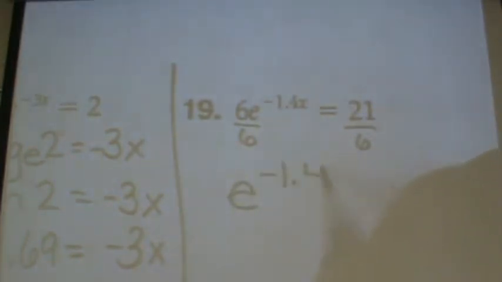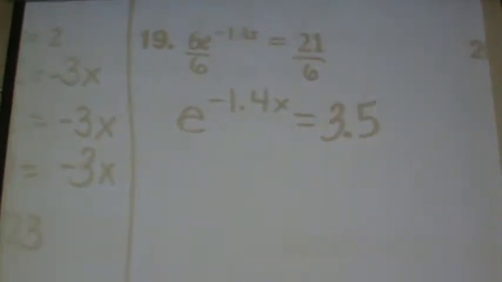Divide both sides. You want to get rid of the 6, so divide by 6. You want the e by itself. And I get 3.5. 21 divided by 6 is 3.5. Then take a second and rewrite it.